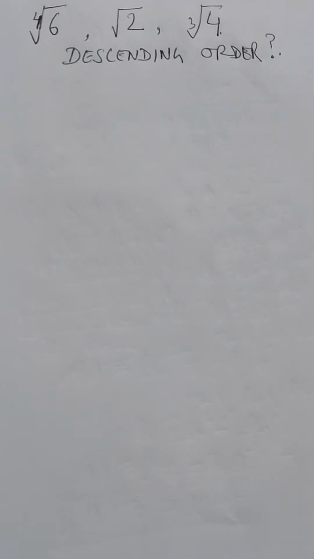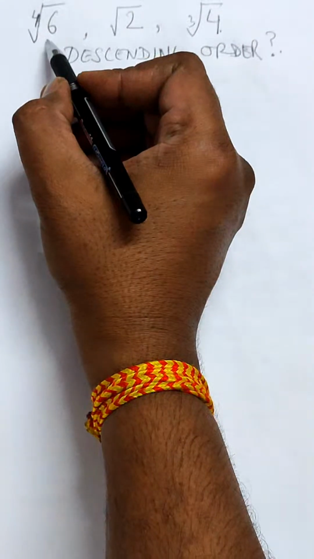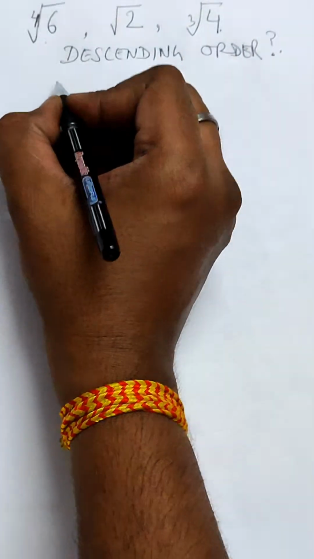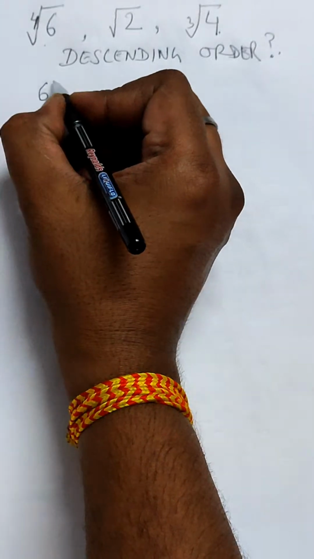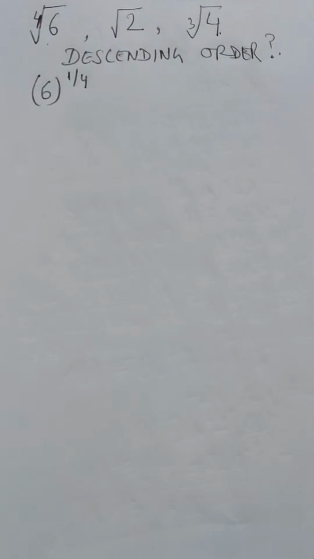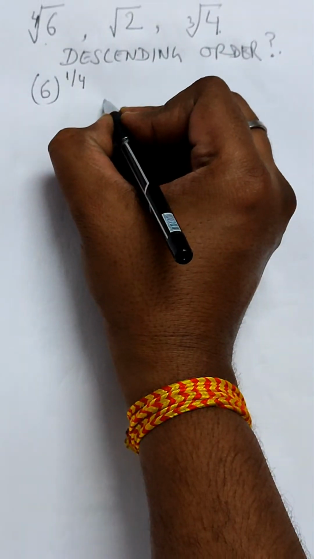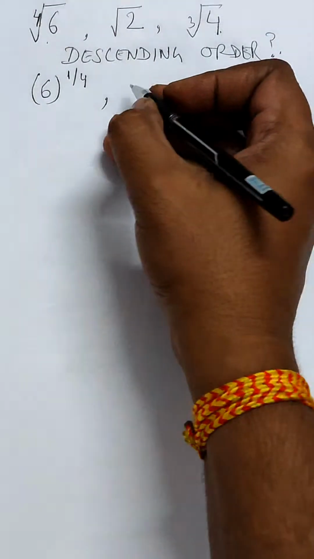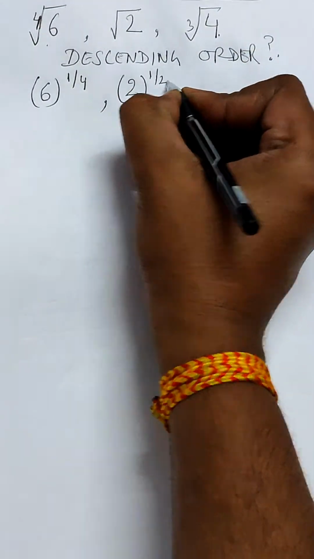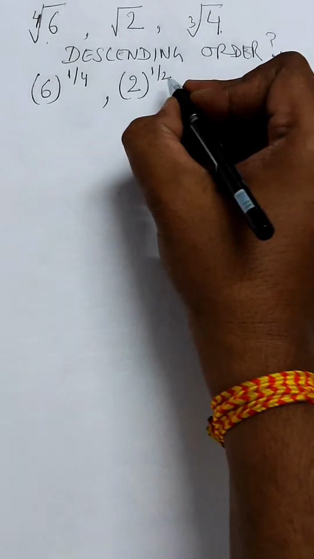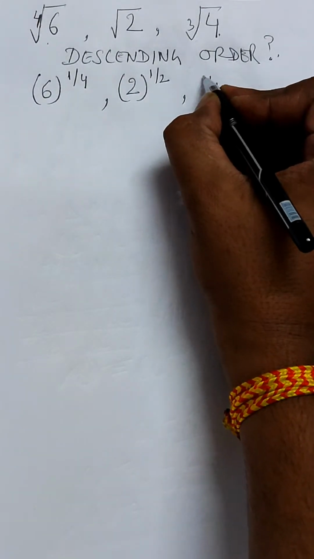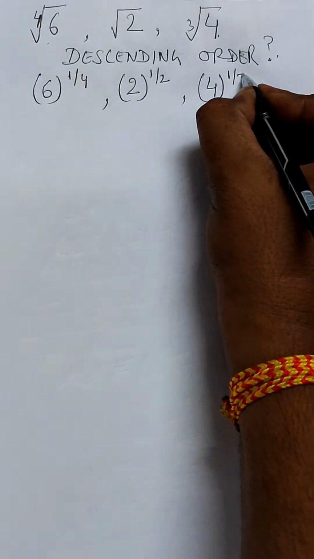So students, what we can do is write these numbers as follows. The first number is the 4th root of 6, which means 6 power 1 by 4. The second number is the square root of 2, which can be written as 2 power 1 by 2. And the third number is the cube root of 4, which can be written as 4 power 1 by 3.